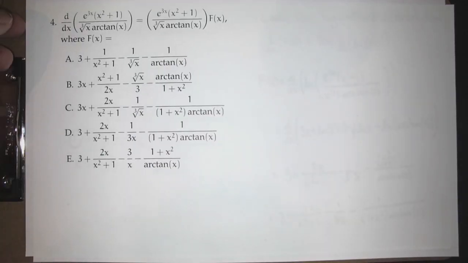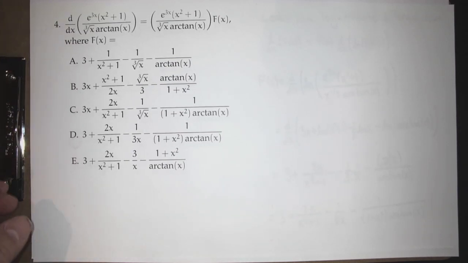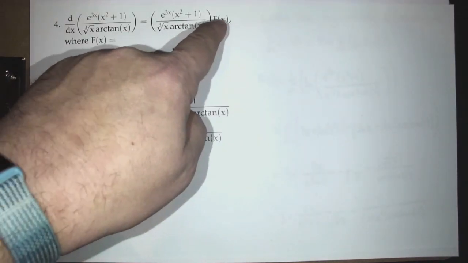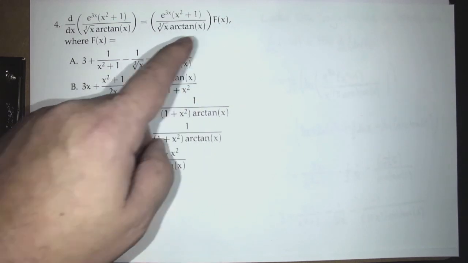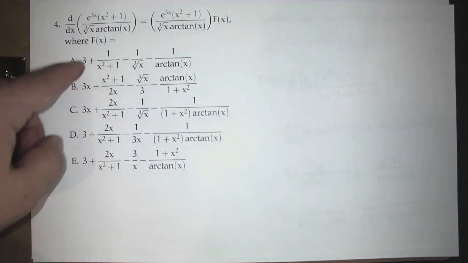Okay, number 4. This one had a typo. This is the corrected one. So if you're wondering, there was a typo, yes, I apologize. All right, so you're taking the derivative of e to the 3x times x squared plus 1, divided by the cubed root of x times arctangent of x, and we're telling you that the derivative is the original function times some other thing, where the other thing is one of these options.